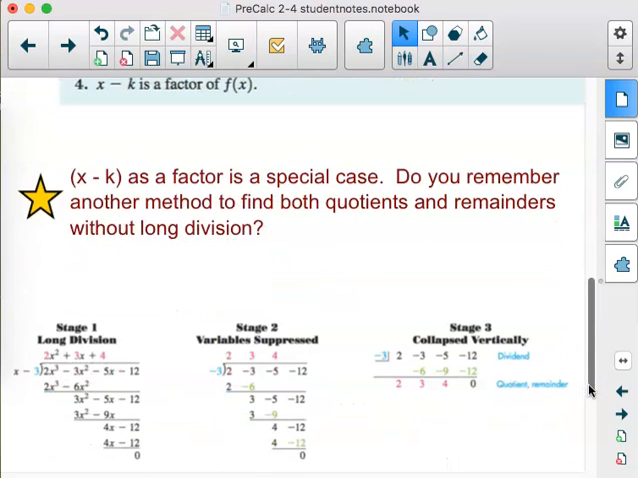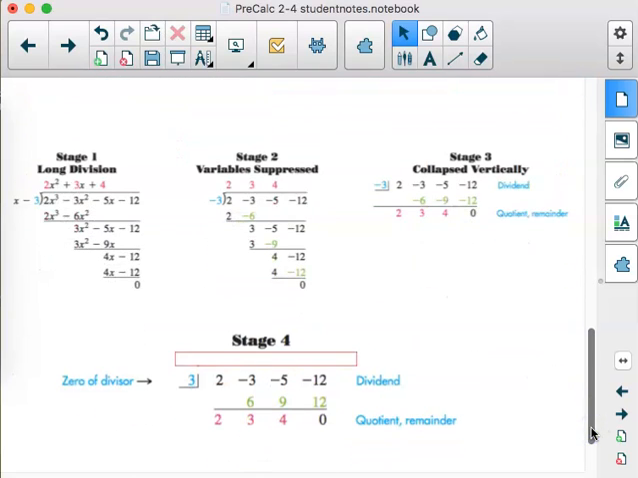So x minus k as a factor is a special case. And it says, do you remember another method to find both quotients and remainders without having to use long division? Well, this is special. Not all polynomials will have linear factors. And so we have to recognize there's something significant about the fact that this is a little linear factor here. And what that does is it creates a situation where we can use synthetic division. If you look at the proof for synthetic, it comes from a nested procedure. But this is just breaking it down and saying, if you just look at the numbers here, look at how this makes sense.